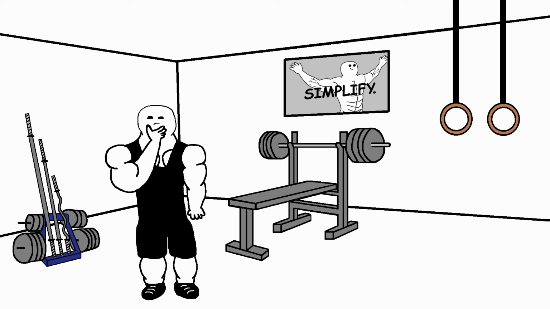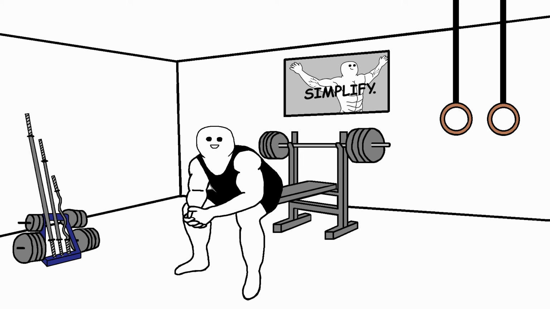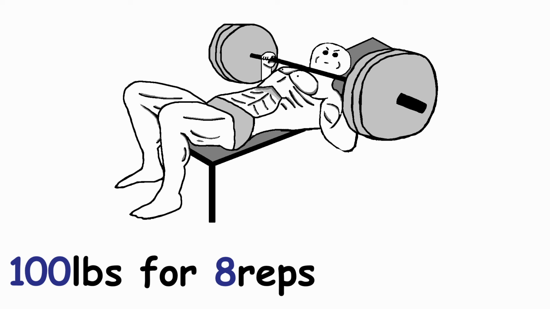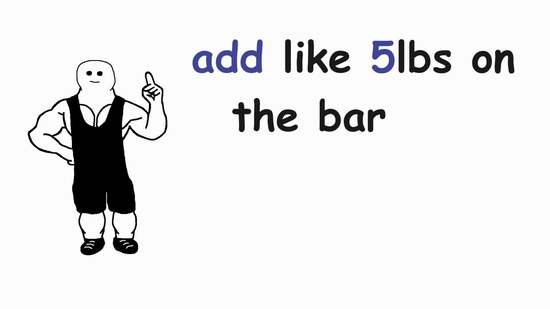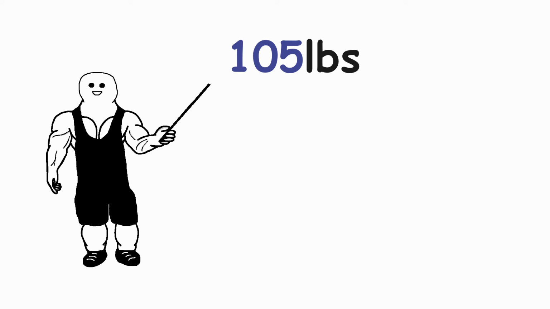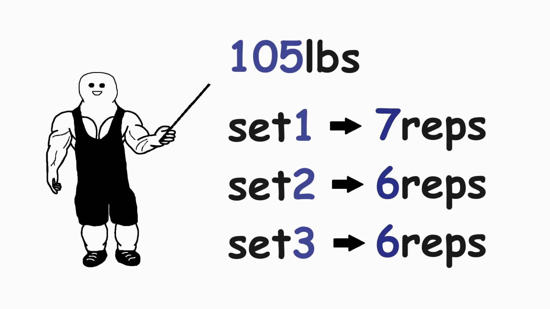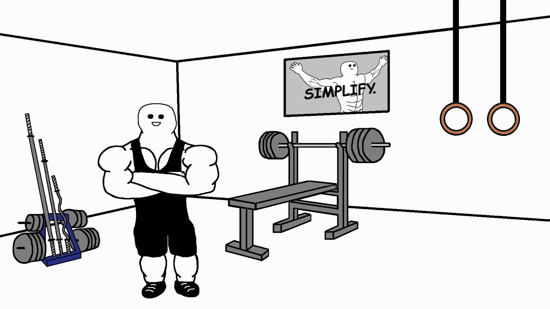Now you might be wondering, what do I do when I hit the upper limit of the rep range with all my sets? So let's go back to the 5 to 8 rep range example. You managed to bench press 100 pounds for 8 reps on all of your 3 sets. That means that you are now ready to increase the weight. Add like 5 pounds on the bar and start the cycle all over again. So you got 105 pounds on the bar right now, and you managed to get 7 reps on the first set and 6 reps on the second and the third set. So you continue again until you hit 8 reps on all of your sets, and then you increase the weight again. I think that now you know what I'm trying to say.